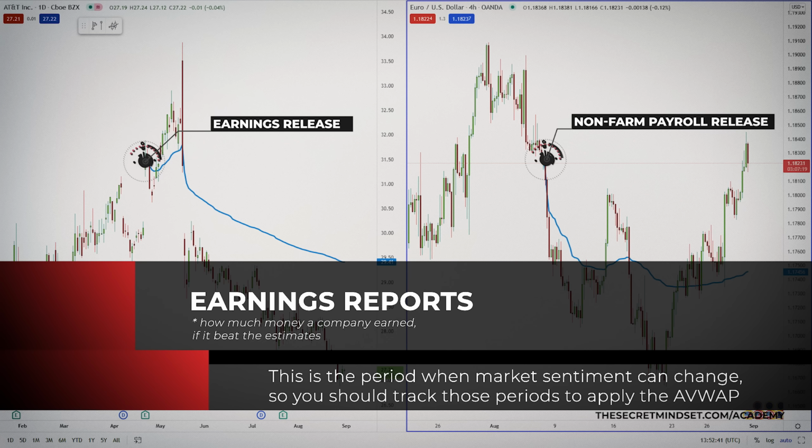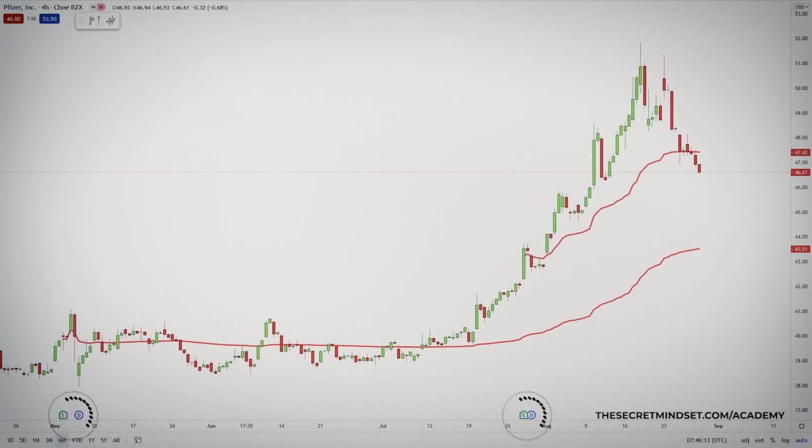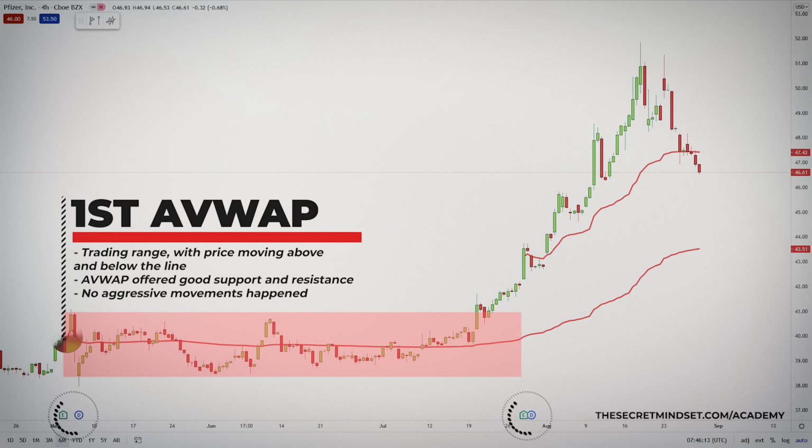This is the period when the market sentiment can change, so we should track those periods to apply our anchored VWAP. Here, we applied 2 lines on the previous earnings. After the first one, we see a clear trading range, with price moving above and below the line. Although the price dipped above and below the line, it clearly offered good support and resistance. The VWAP line remained flat during this time, so no aggressive movements happened during this period.